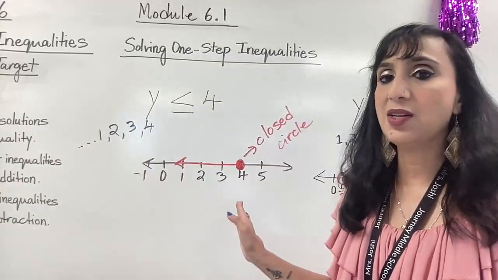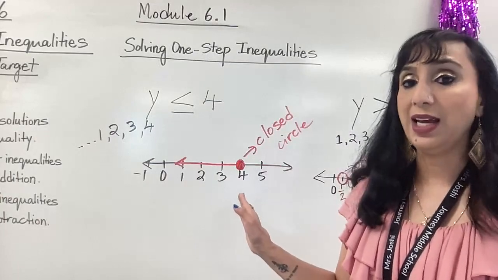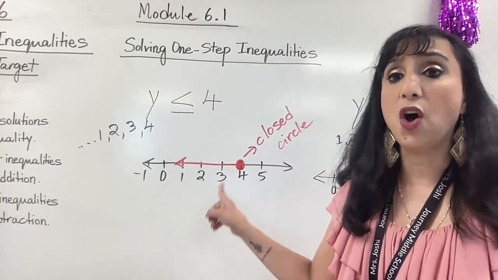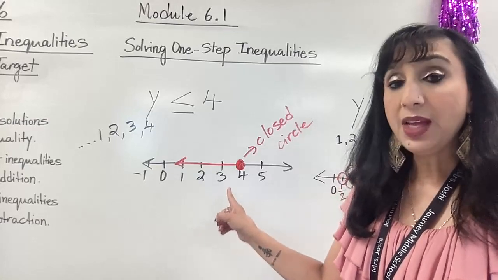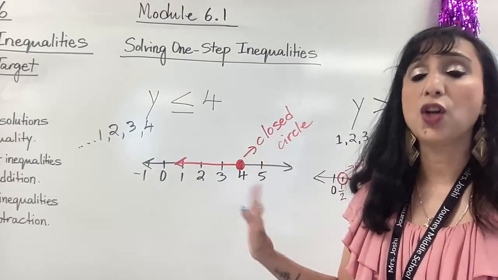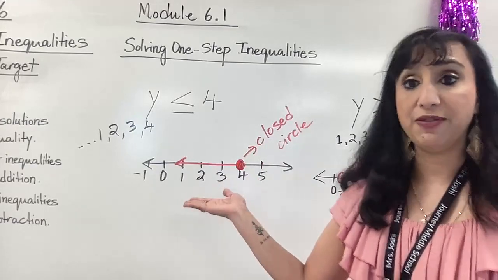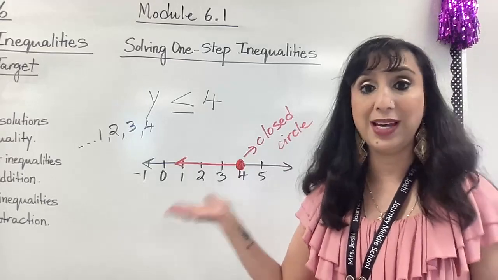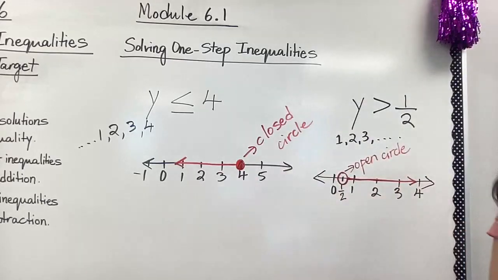On the other side, let's look again. If it's y is less than or equal to 4, 4 is also a solution, as well as everything else which is less than. That's why that is a closed circle, and everything to the left of that is also a solution to this inequality. Okay?